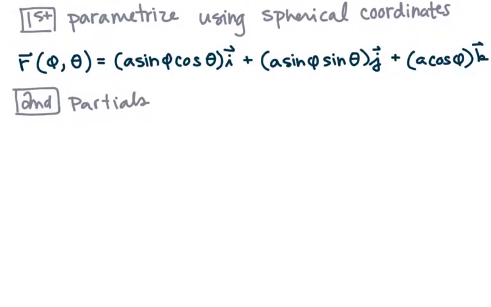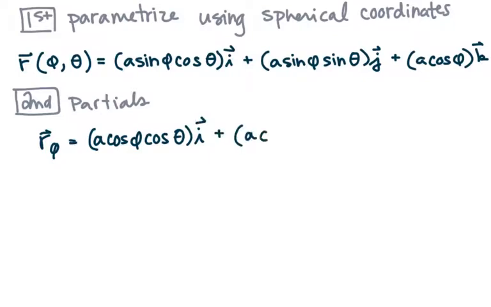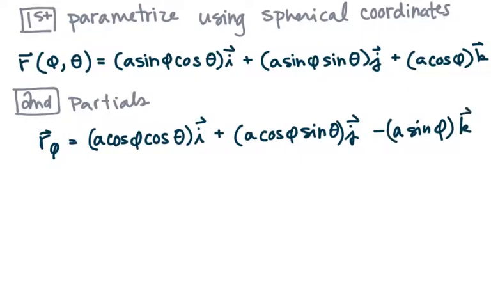First we'll find r partial phi. r partial phi is going to be a, the derivative of sine with respect to phi, that's going to be cosine phi cosine theta i, plus a cosine phi sine theta j, and then minus a sine phi k.